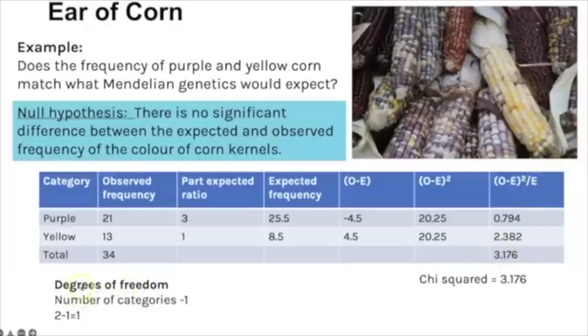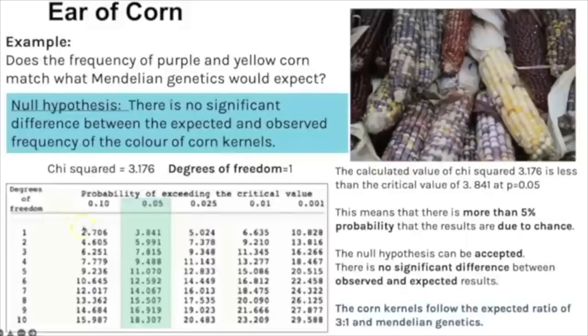In this example, the number of degrees of freedom is 1 because it's the number of categories minus 1, and we have 2 categories, purple or yellow. The last thing you would need to do would be compare your chi-squared value to a critical value. In this case, the calculated value of chi-squared we said was 3.176, and for our critical value, we have 1 degree of freedom, so we need to look across at row 1 and go to 0.05, and that would be telling us that there'd be 5% probability the results are due to chance.